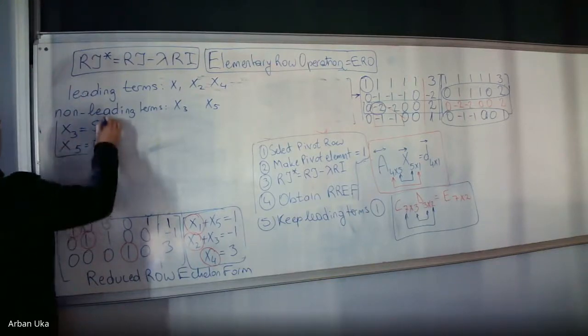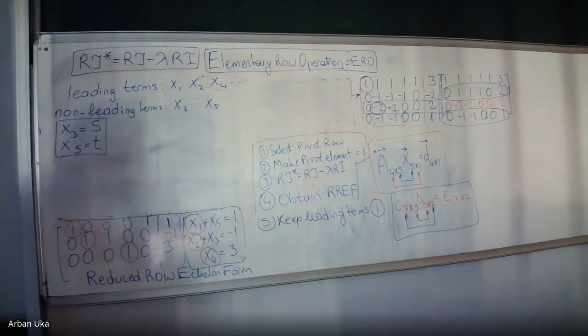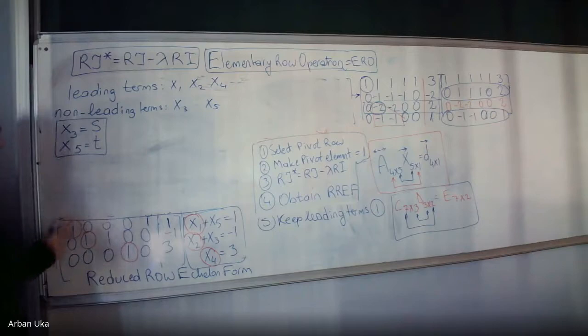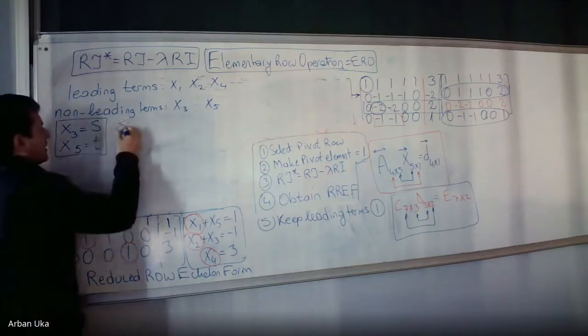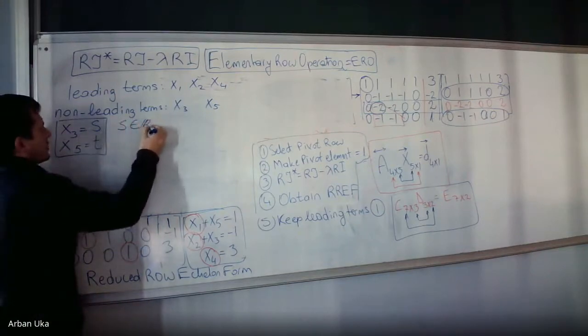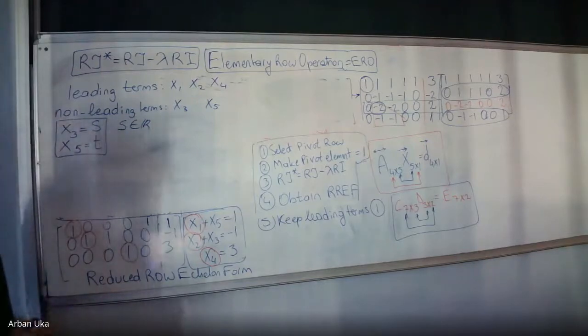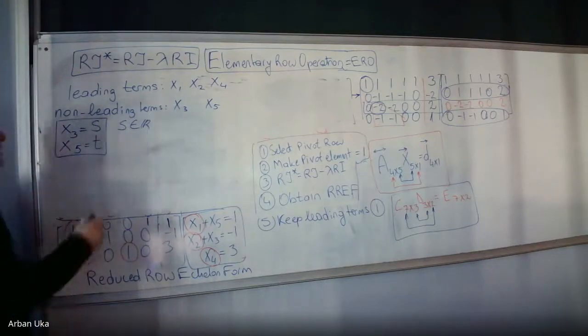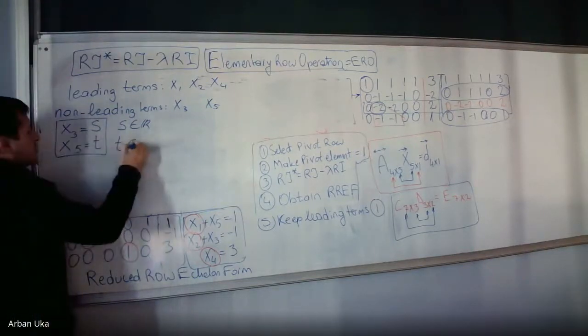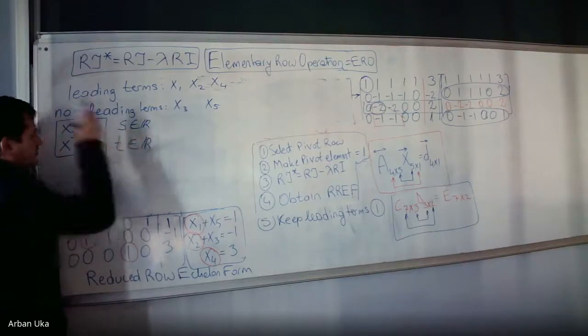Okay? So x3 and x5 are equal to s and t. Where s and t, what are s and t? s is an element of the real number space, so it can be any number from minus infinity to plus infinity. And t is also any real number.